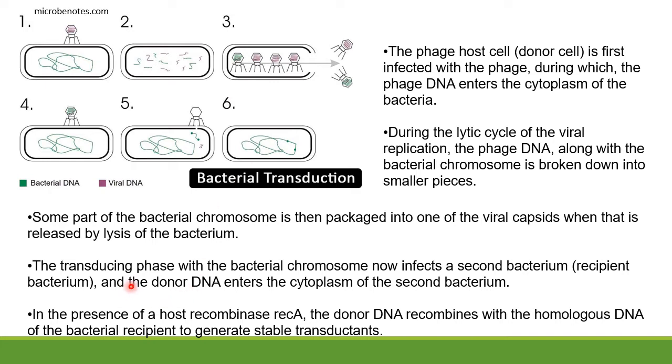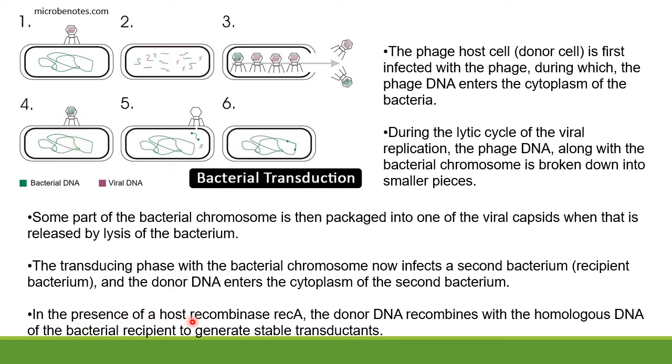The transducing phage, with the bacterial chromosome, now infects a second bacterium, that is the recipient bacterium, and the donor DNA now enters the cytoplasm of the second bacterium. Okay, so now you can see here this particular phage particle has a bacterial DNA, so it can infect another bacterial cell and it can inject the bacterial DNA into it.